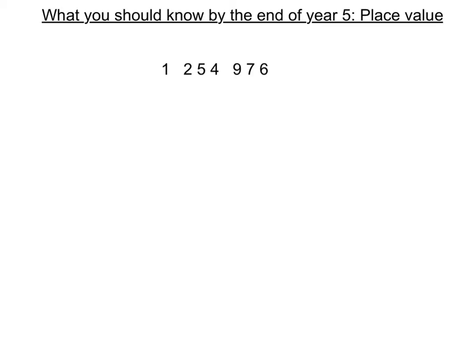By the end of year 5, you need to be able to read and write numbers up to at least a million. In order to do this, you need to understand that the value of the digit depends on whereabouts in a number it is. For example, in this number, 1,254,976, the 6 is in the 1s column, the 7 is in the 10s column, the 9 is in the 100s column, the 4 is in the 1000s column, the 5 is in the 10s of thousands column, the 2 is in the 100s of thousands column, and the 1 is in the millions column.